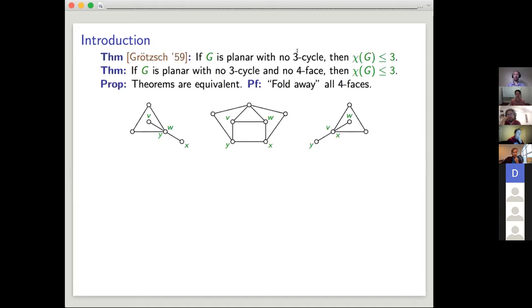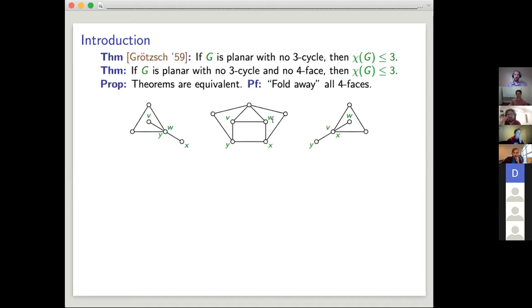Or right here, say. So just to be clear, what we're trying to do is prove Grötzsch's theorem, assuming this seemingly weaker statement. Whenever you have a four face, you try to fold it away. And what this argument is showing is that one of these two folding ways is going to work. They can't both fail, because if they both fail, then you actually had a three cycle to start with, which violates your hypothesis.